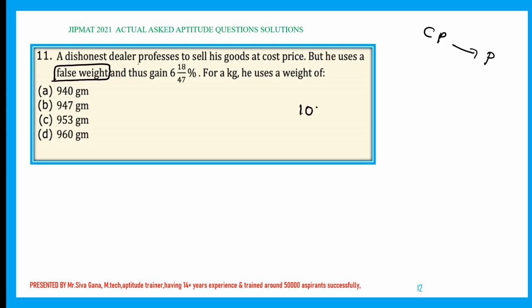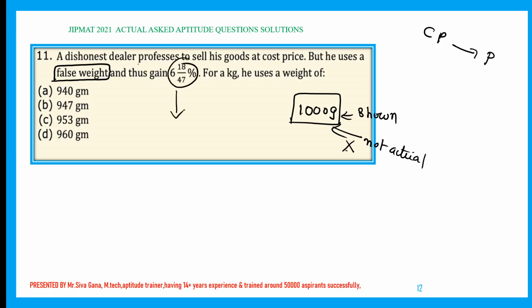For example, if it is 1000 grams showing on the pan in the lever, it is not actually 1000. He is using the false weight. That is the reason why he is getting the profit of 6 18/47%. 6 into 47 plus 18, which is nothing but 300. 300 by 47, this is the percentage of profit he is getting.